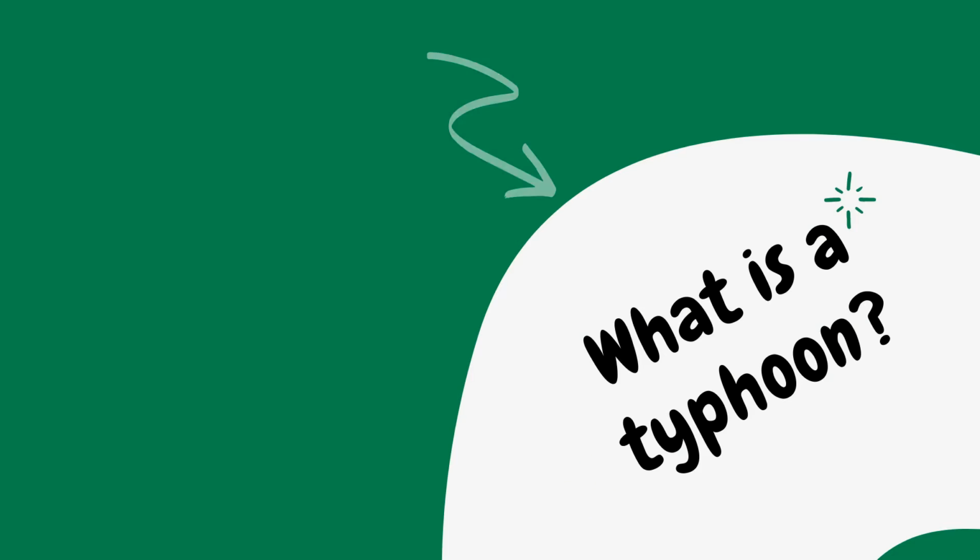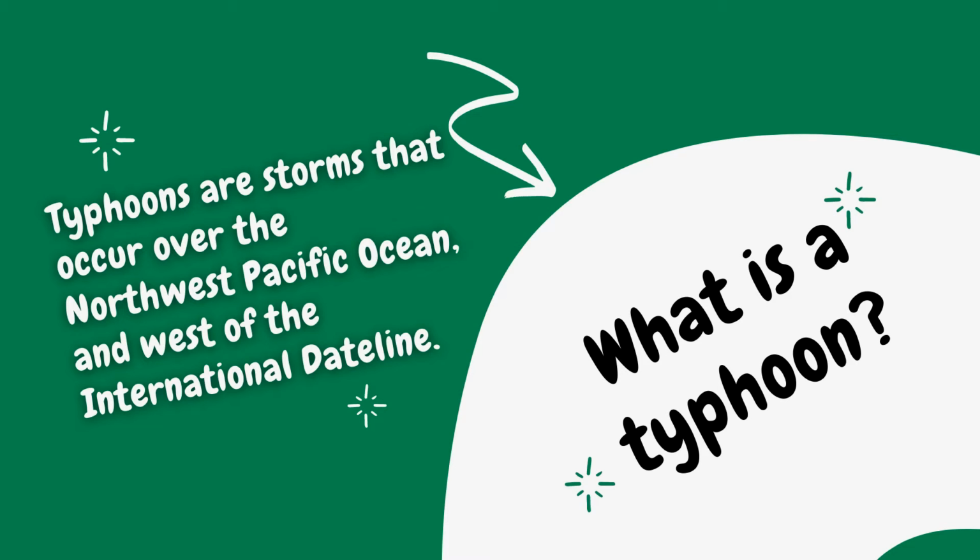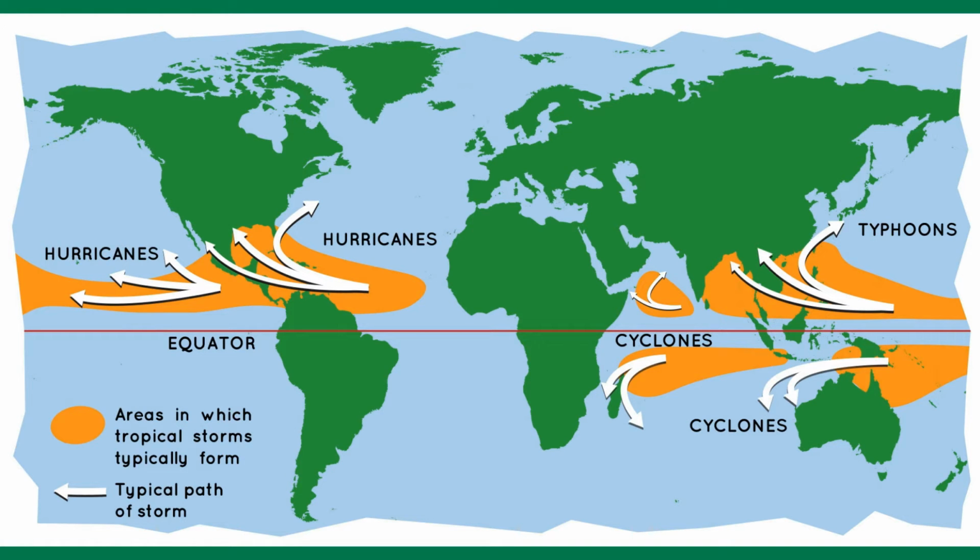Before we proceed to our main goal, we need to understand what a typhoon is. Typhoons are storms that occur over the Northwest Pacific Ocean and west of the international dateline. Remember that hurricane and typhoon are all terms for a storm used in different regions on Earth. And since the Philippines is along the Northwest Pacific, we are using the term typhoon.